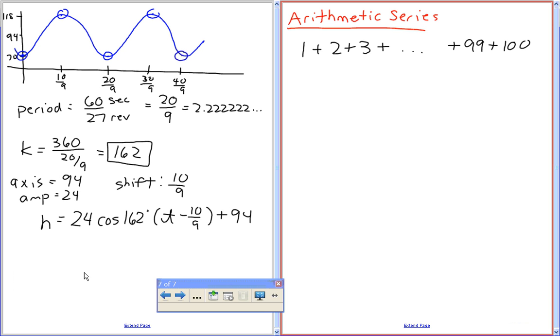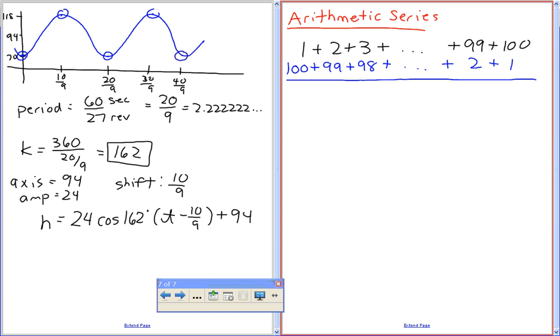Okay, this is how he did it. He said 1 to 100, I can't add that up. So what he did, he could add this up, though. Okay, can somebody explain to the class what he actually did there?